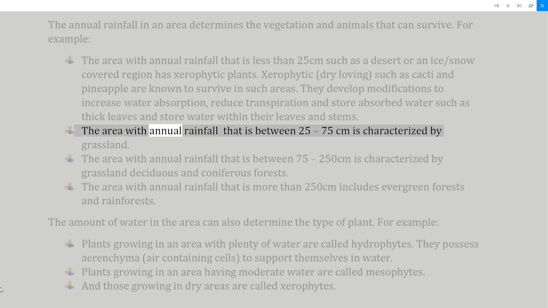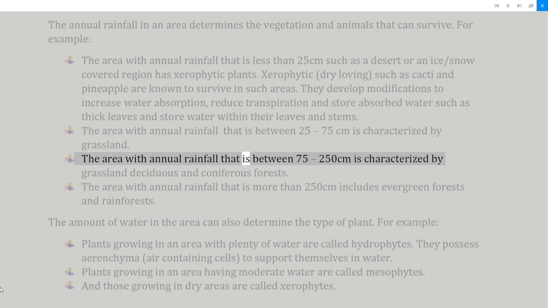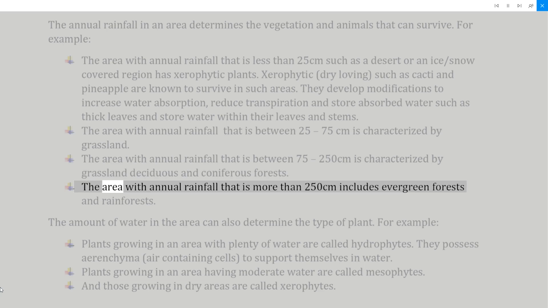The area with annual rainfall that is between 25 to 75 centimeters is characterized by grassland. The area with annual rainfall that is between 75 to 250 centimeters is characterized by grassland, deciduous and coniferous forests. The area with annual rainfall that is more than 250 centimeters includes evergreen forests and rainforests.